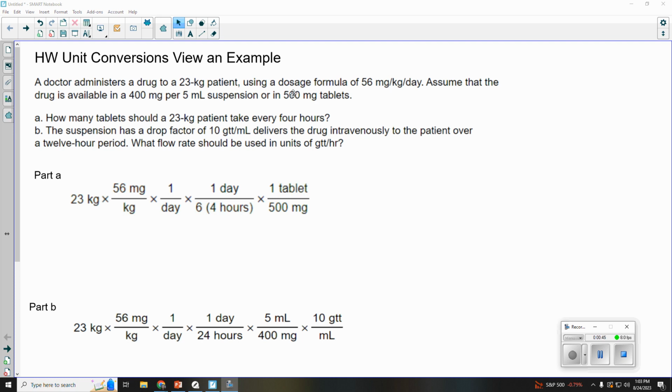So that's a lot of math. That's 1, 2, 3, 4 pieces of math information. We need to look at part A to see what information we need to use. We may or may not use all of this information in one setting. How many tablets should a 23 kilogram patient take every 4 hours? So let me get my little pen here.